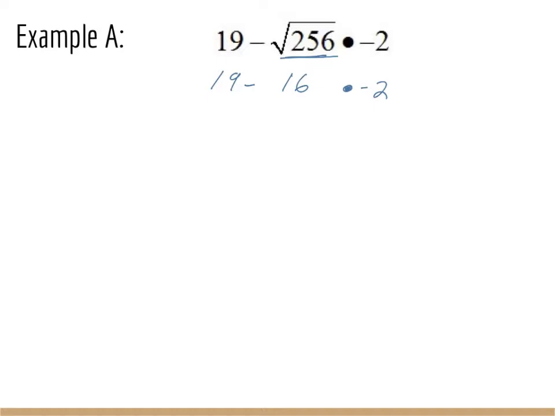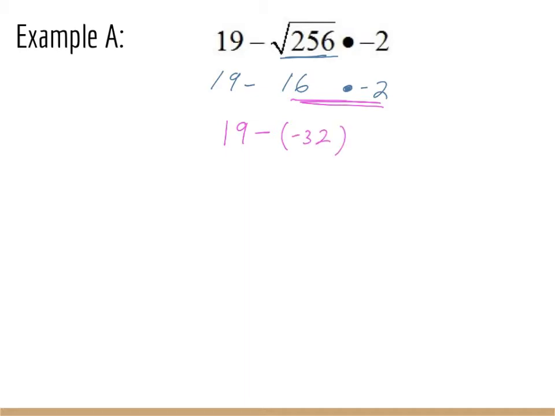So I'm going to go to the next level in GEMS, and that's going to be multiplication and division. I do have multiplication and division. I've got 16 times negative 2, so that's the next thing I'm going to be doing. But before that, I'm going to copy everything down that I'm not doing. So I'm going to bring down my 19, bring down my minus sign or my negative sign, however you want to look at it. Then I'm going to do 16 times negative 2, and 16 times negative 2 is negative 32. So I'm going to write that down.